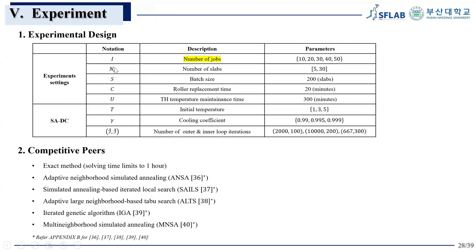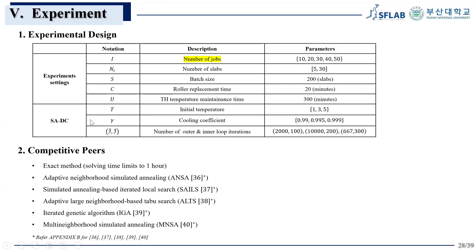For the experiment, we will test on different numbers of jobs: 10, 20, 30, 40, and 50. The number of slabs will vary from 5 to 30. The backside is assumed to be 200 slabs. Roller replacement time is assumed to be 20 minutes. The time limit in the TH is 300 minutes.